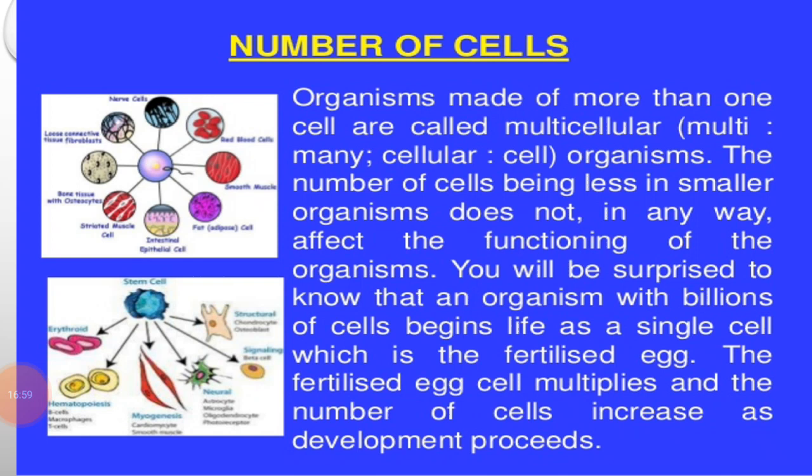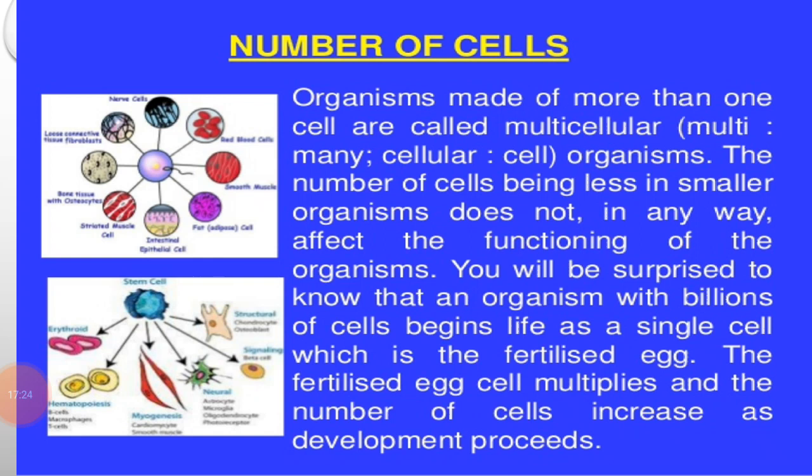But these kinds of systems, the respiratory, excretory and circulatory systems, are not found in the body of the unicellular organism, because all these functions are performed by a single cell, because their body is made up of a single cell. So these are the examples of the multicellular and the unicellular organism.